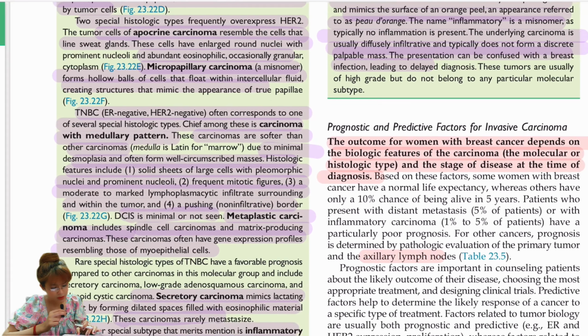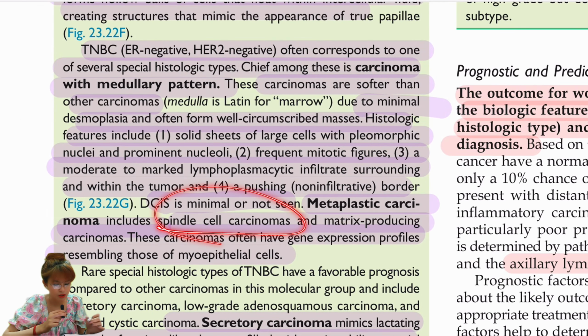So what is metaplastic carcinoma? It basically includes spindle cell carcinoma and matrix producing carcinoma. These carcinomas have a gene expression resembling those of myoepithelial cells.